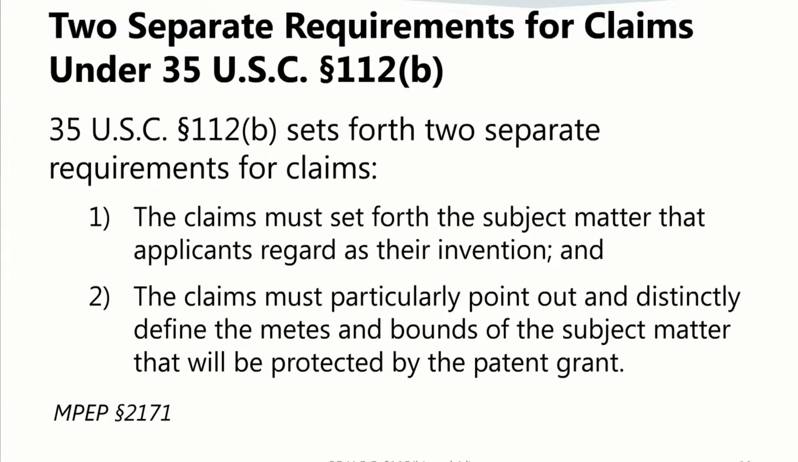In other words, the invention set forth in the claims must be presumed, in the absence of evidence to the contrary, to be that which applicants regard as their invention. The second requirement is that the claims must particularly point out and distinctly define the metes and bounds of the subject matter that will be protected by the patent grant. This is the definiteness requirement.